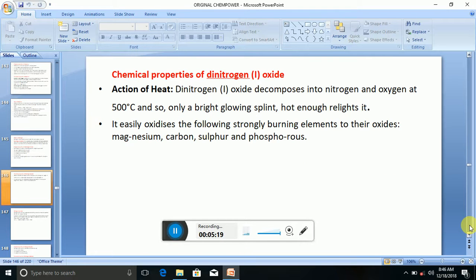Chemical properties of dinitrogen 1 oxide. Action of heat. Dinitrogen 1 oxide decomposes into nitrogen and oxygen at 500 degrees Celsius, and so only a bright glowing splint, hot enough, relights it. It easily oxidizes the following strongly burning elements to their oxides: magnesium, carbon, sulfur, and phosphorus.